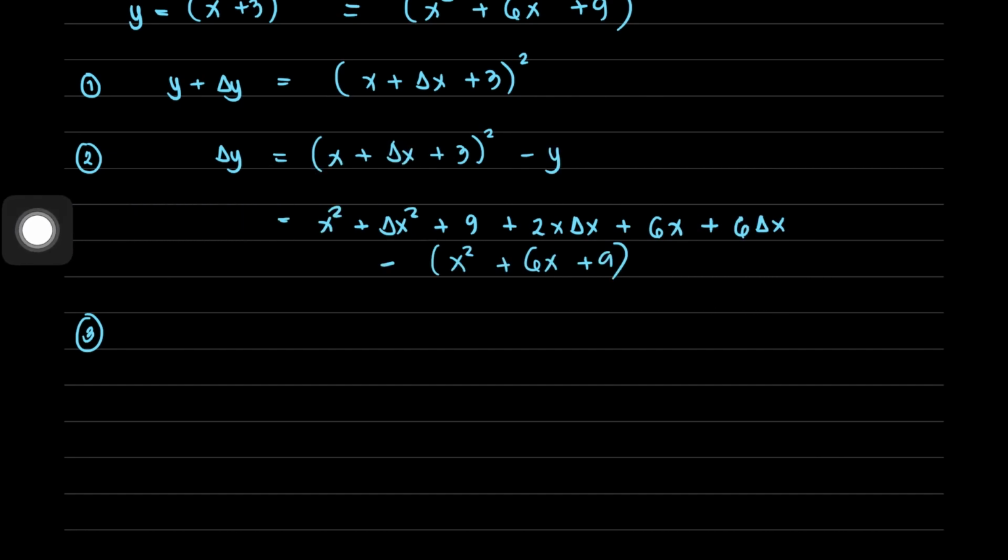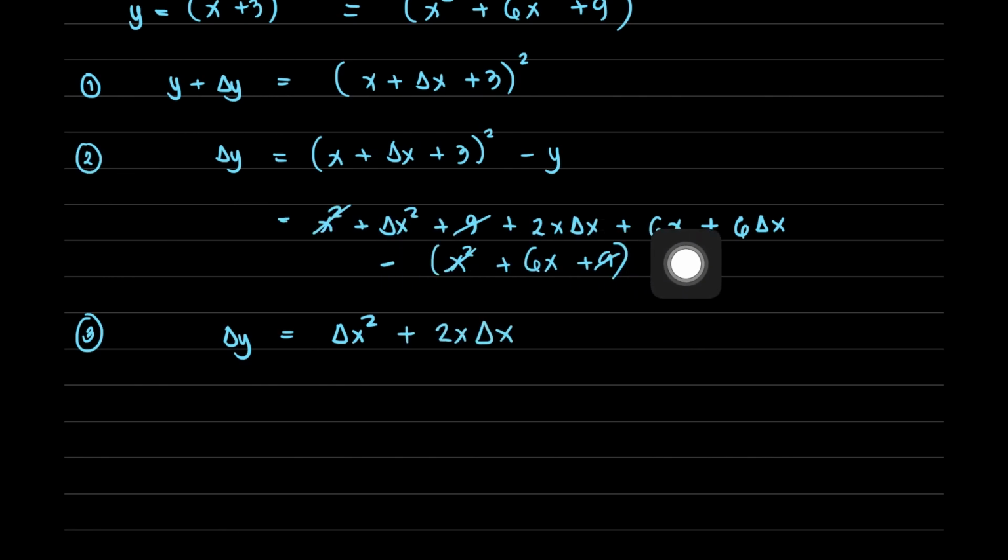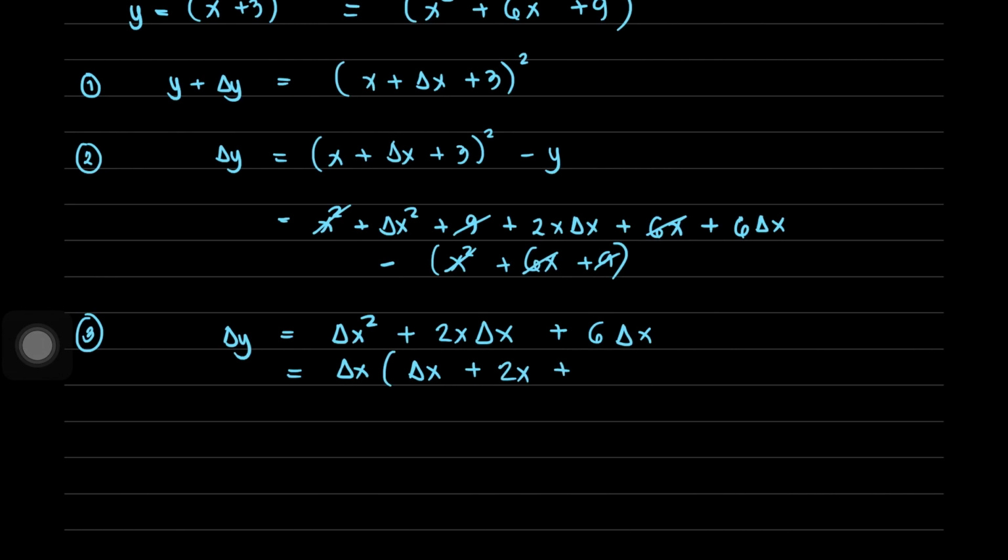So if we're going to collect similar terms here, we have delta y. This is now equal to x squared minus x squared, that will basically cancel out. And we have delta x squared, right? And then we have 9 minus 9, so that will also cancel out. Then 2x delta x, so plus 2x delta x. 6x minus 6x, okay, so that will cancel out. And lastly, we have 6 delta x, so plus 6 delta x. Right? So now let us express this side as a factor of delta x. So if we're going to factor out delta x here, we have delta x times the quantity delta x plus 2x plus 6.